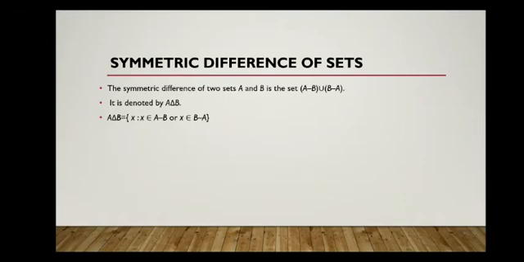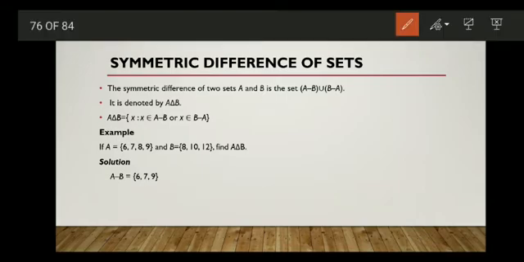We'll see examples. A is equal to {6, 7, 8, 9} and B is equal to {8, 10, 12}. Find A symmetric difference B. A symmetric difference B means A difference B union B difference A, right? So first find A difference B. So the element should be in A but not in B.